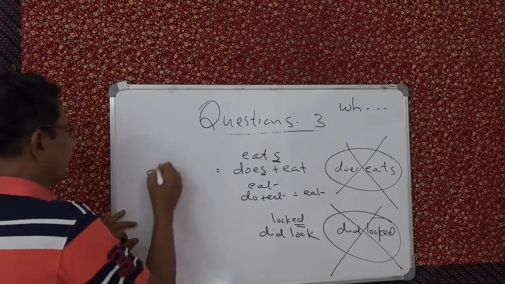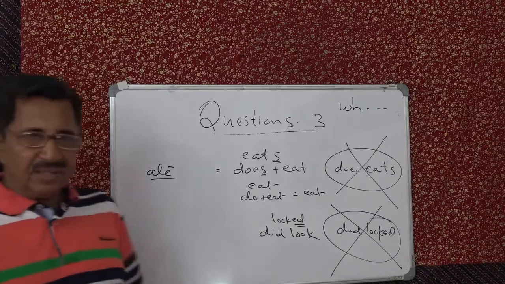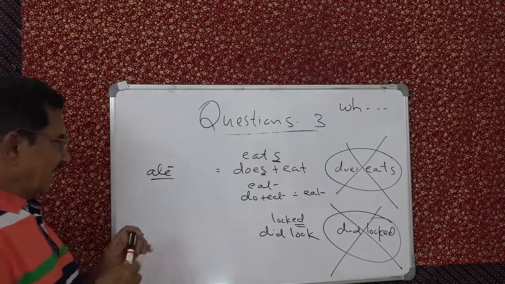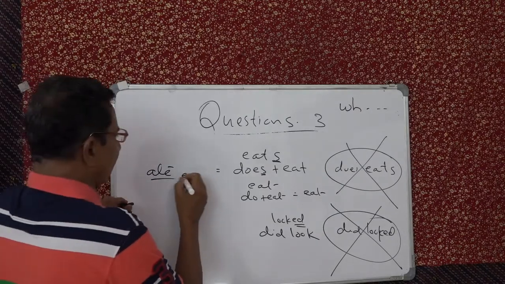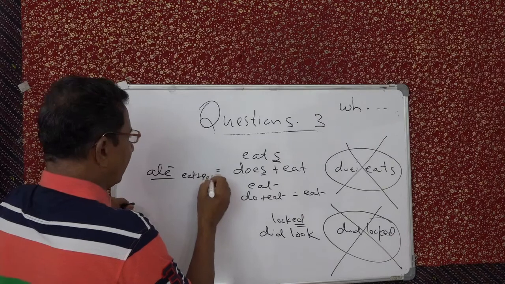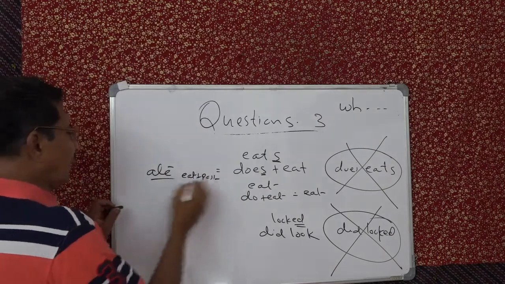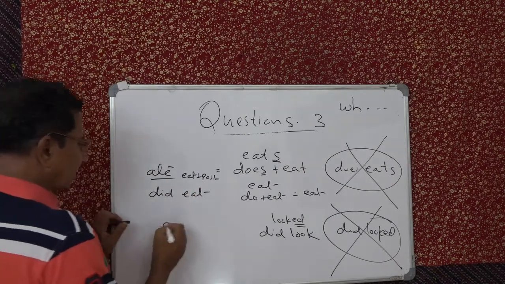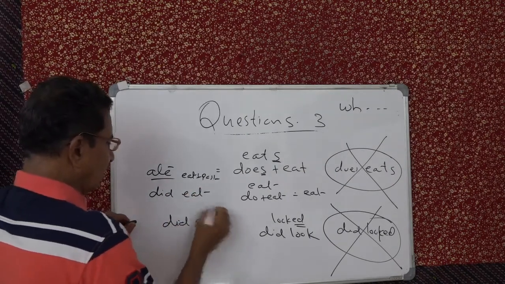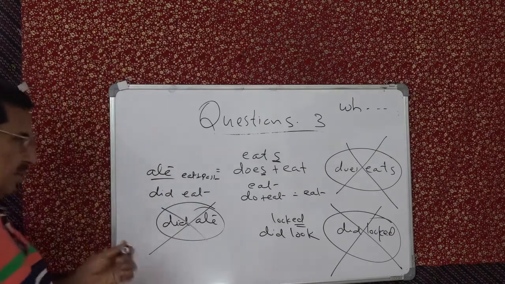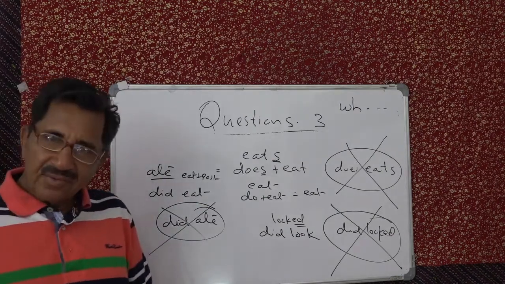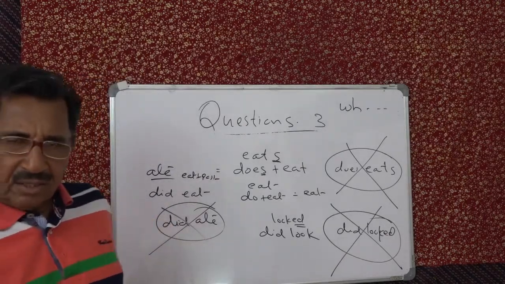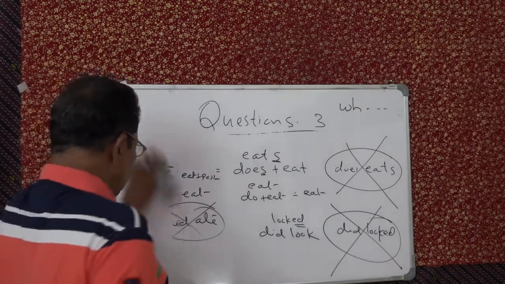Ate. The past tense marker is not seen clearly, but it is past. Actually, if you want to write it, you can write eat plus past. Then that is ate. So what happens? Did eat. Not did ate. Did you get that point? Yes. Once you know this, it's no problem. You can change it from statement to question to statement without any difficulty.